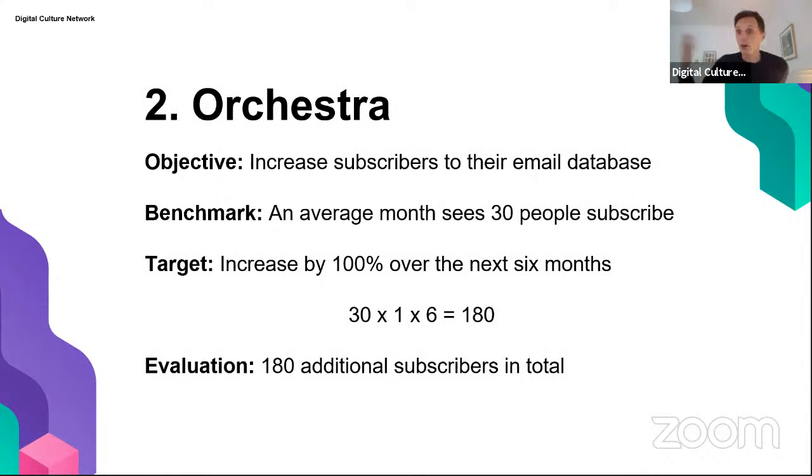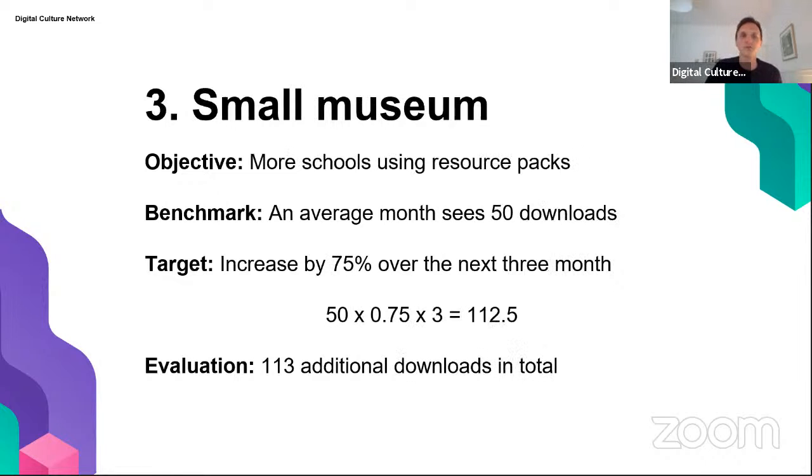The orchestra wants to increase their subscribers. Now, Peggy mentioned that 30 people a month is not very many, so she said, set your targets higher, which is fair enough. This is one subscriber a day. Their benchmark on average is 30 people a month, and they want to increase it by 100% over the next 6 months. So 30 a month times 1, which is 100%, then 30 times 6, so 180. That's the target they're trying to reach, an additional 180 subscribers in total.